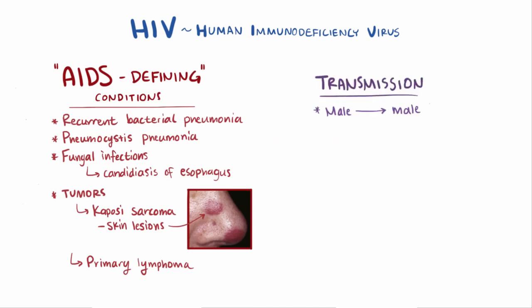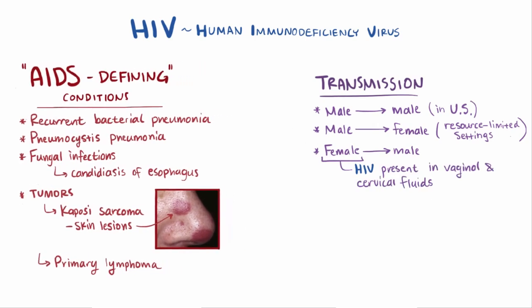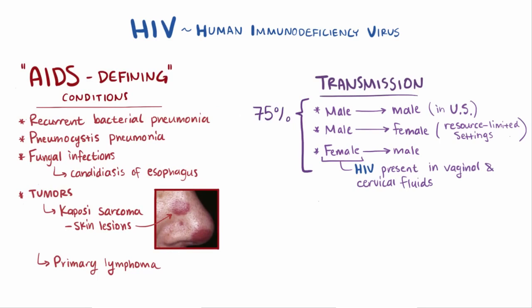Now, male-to-male transmission is the most common mode of transmission in the US, and male-to-female is the most common mode in resource-limited settings. Although less common, female-to-male transmissions occur as well, since HIV is present in the vaginal and cervical fluids of infected women. In fact, over 75% of all cases of HIV are contracted from sexual intercourse.